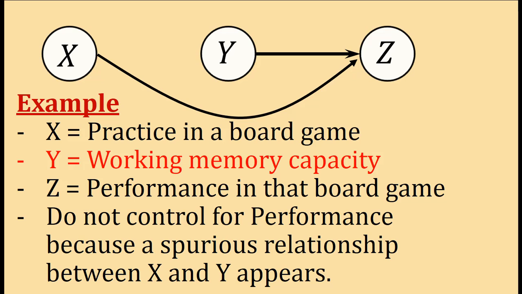So basically you introduce a negative correlation between X and Y. So people who have the same level of performance, people who have strong working memory capacity tend to have low practice hours in the board game, and the other way around. So there is a negative relationship that is completely spurious, and we introduce it by controlling for performance in a board game, or variable Z, the collider. So when there is a collider, do not control for it.